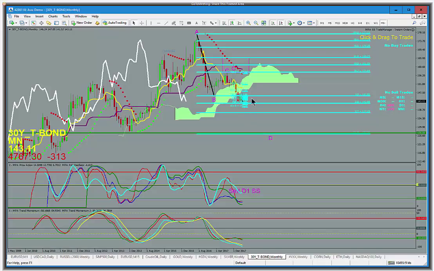Why? The Fed is going to keep raising rates over the next several years, and the more you raise rates, the more it pushes price down on this chart, the 30-year Treasury bond. So we've been talking about selling rallies in the downtrend for months and months and months.